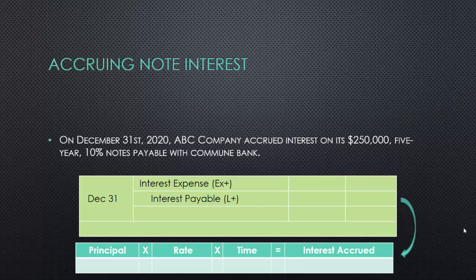The only difference in the formula this time is we don't owe the full $250,000 anymore. When we made our payment on March 31st, $50,000 of it went towards principal. Since we borrowed $250,000 in the first place and we paid off $50,000, now we only owe $200,000. The rate is going to stay the same. It is 10%, and again, time is how long it's been since we put interest on the books. We put interest on the books when we paid it off at the end of March, which means April through December has passed. That is a span of 9 months. Now our interest accrued is $15,000. So we're going to debit interest expense for $15,000, and we are going to credit interest payable for that same amount.